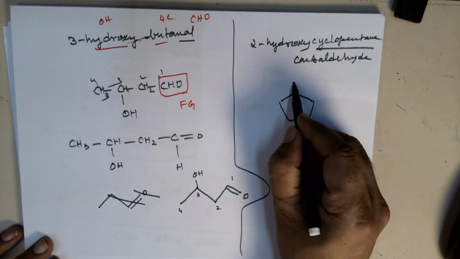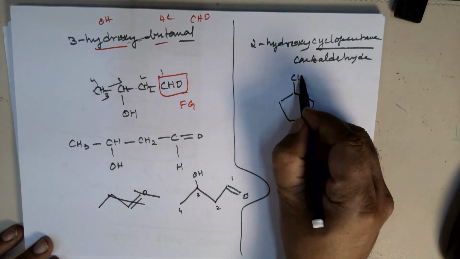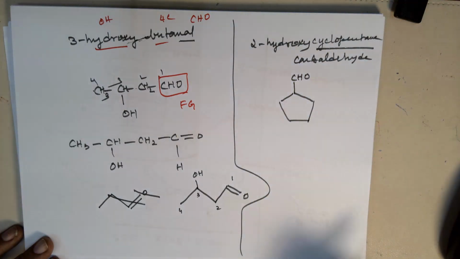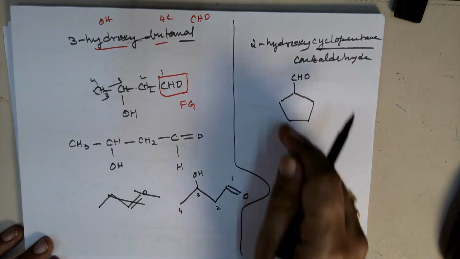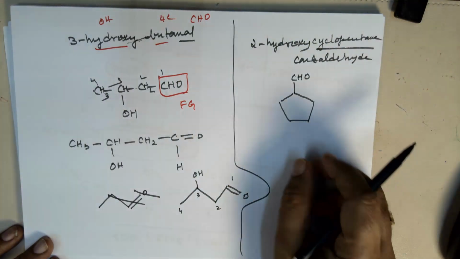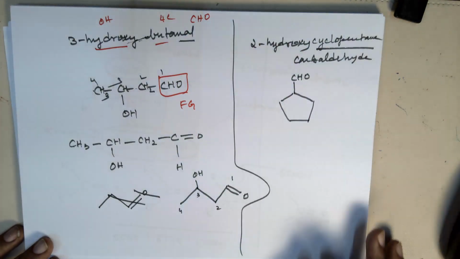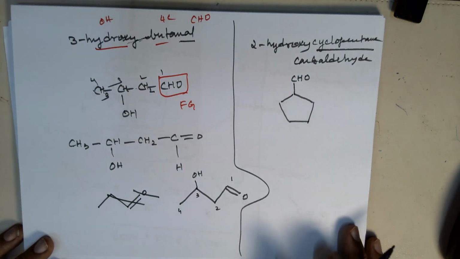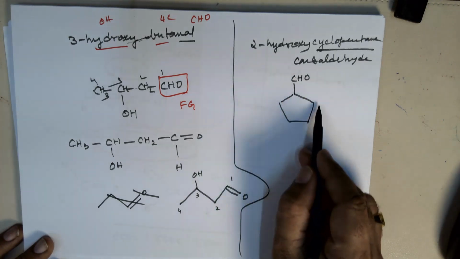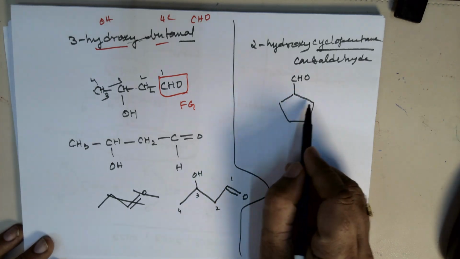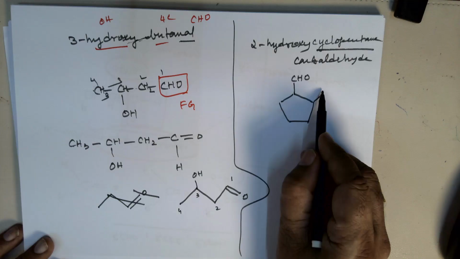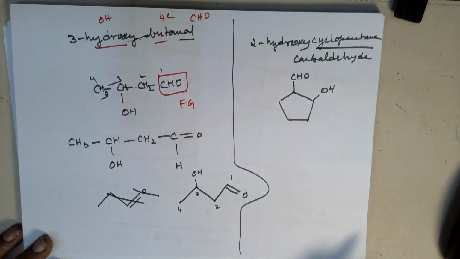The carbaldehyde is represented as CHO. In the case of ring structures, when CHO is present, it is called a carbaldehyde. So cyclopentane carbaldehyde, and then 2-hydroxy. From this, you have to go in the clockwise direction: 1, 2. So 2-hydroxy. That's all.